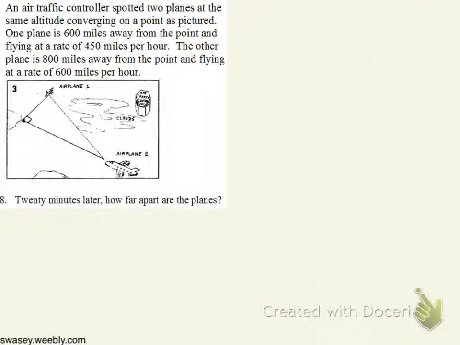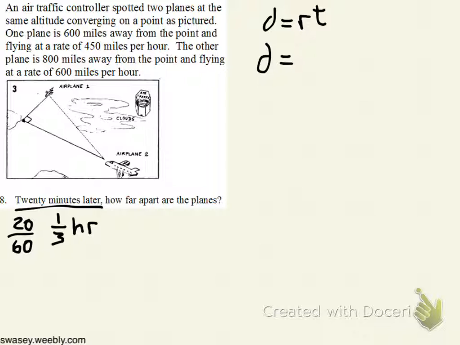Same setup here, except 20 minutes have passed. So we've got to figure out how much closer they are to that convergent point, and then we'll figure out the distance from there. So distance equals rate times time. 20 minutes, that's the same as 1/3 of an hour. There's 60 minutes in an hour, so 20/60ths of an hour is the same as 1/3 of an hour. That'll make our calculations just a little bit easier.